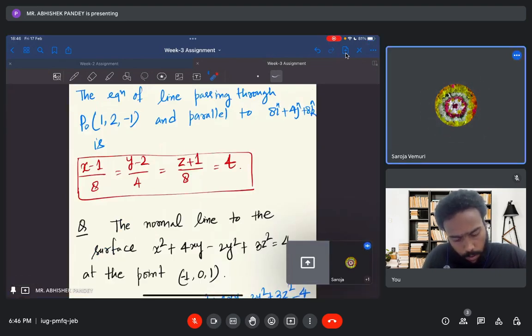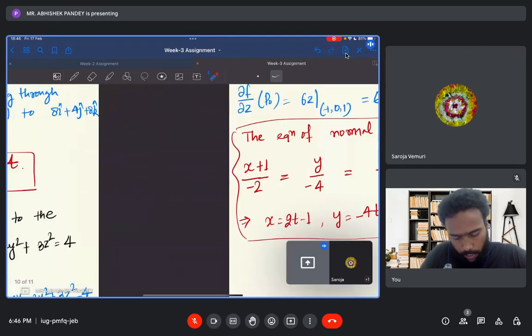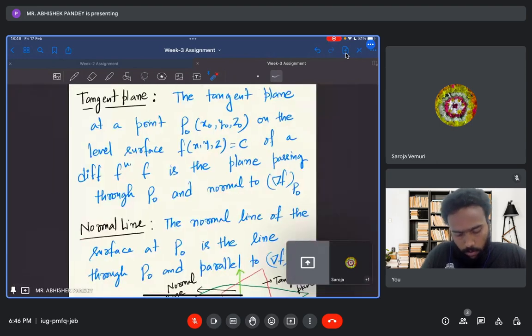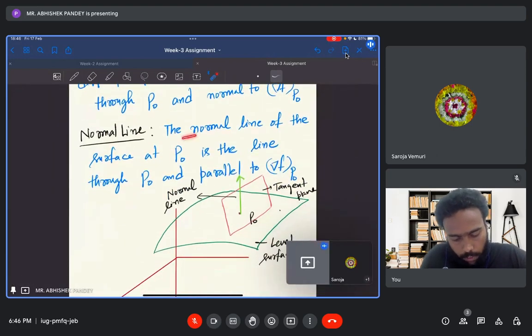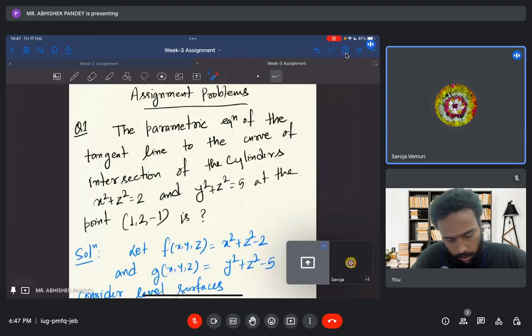For the normal line, I am not applying the direct formula. So what is the meaning of normal line? See the definition: the normal line of the surface at P naught is the line through P naught and parallel to this one. So what will be the equation of such a line? We studied in coordinate geometry the equation of a line passing through a point and parallel to a vector.